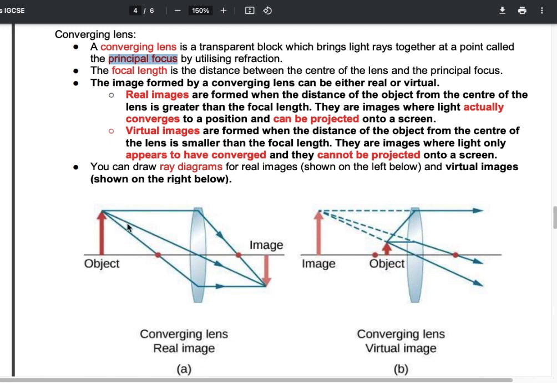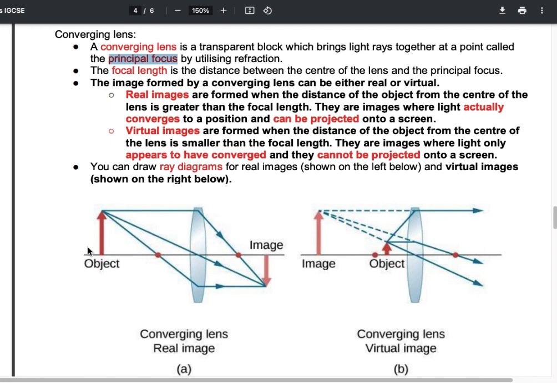Now, the ray that passes through the optical center is undeviated. Undeviated means it's not refracted. It will just continue in a straight line till it meets this point. Then the third one is the ray that is refracted to pass through the focal point. This line is the principal axis.